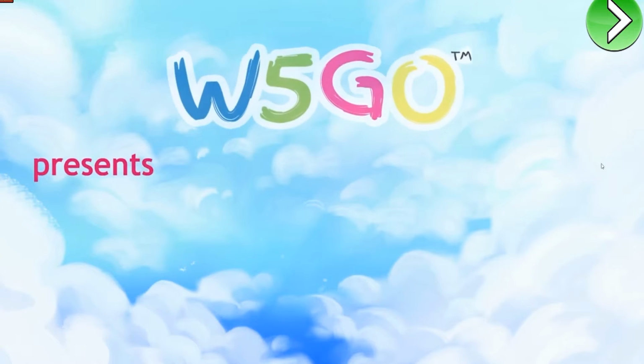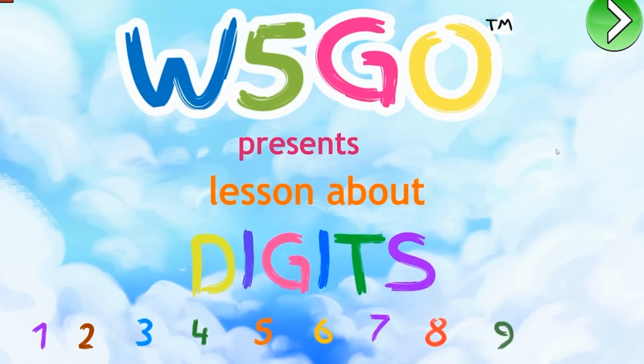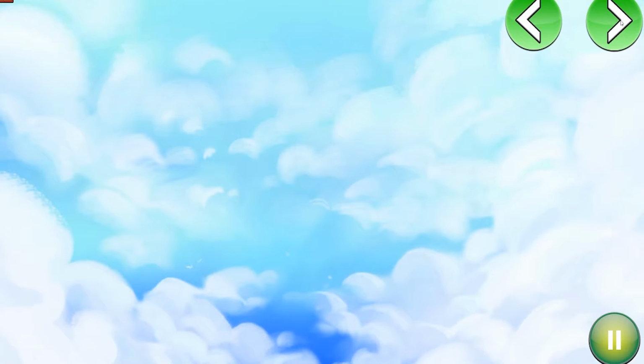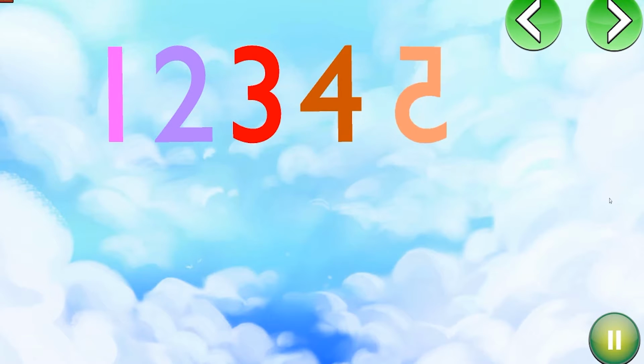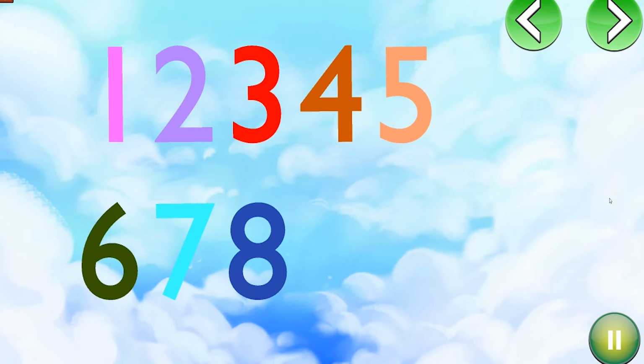Lesson on digits. What are digits? Digits are 1, 2, 3, 4, 5, 6, 7, 8, 9, 0.